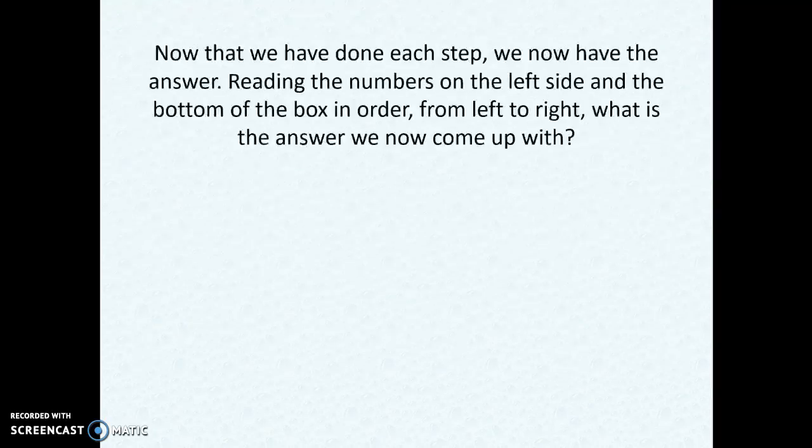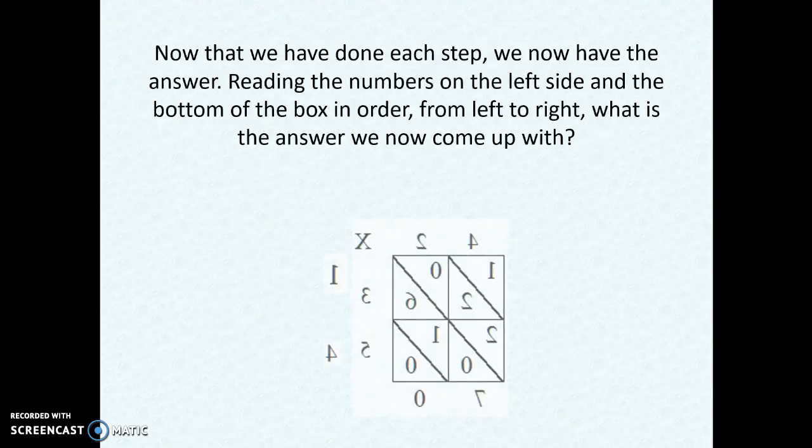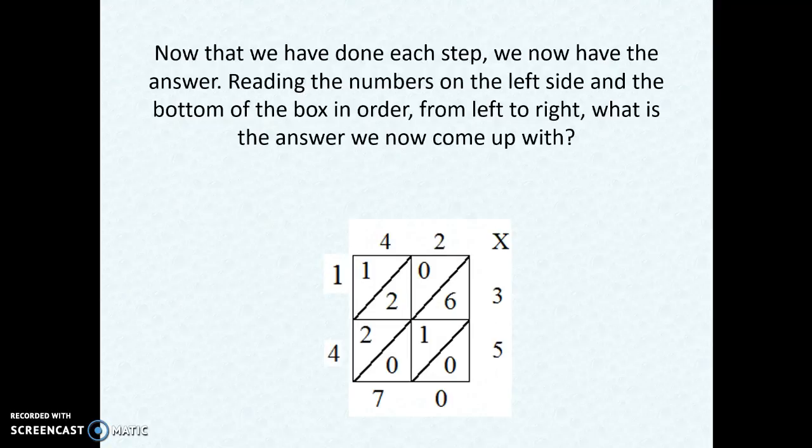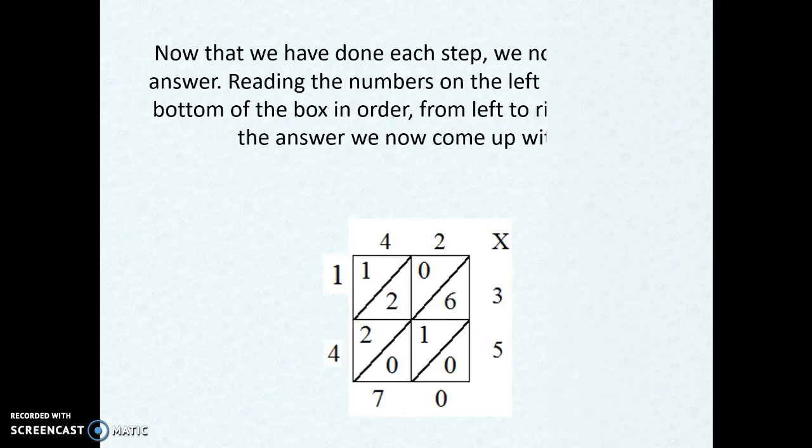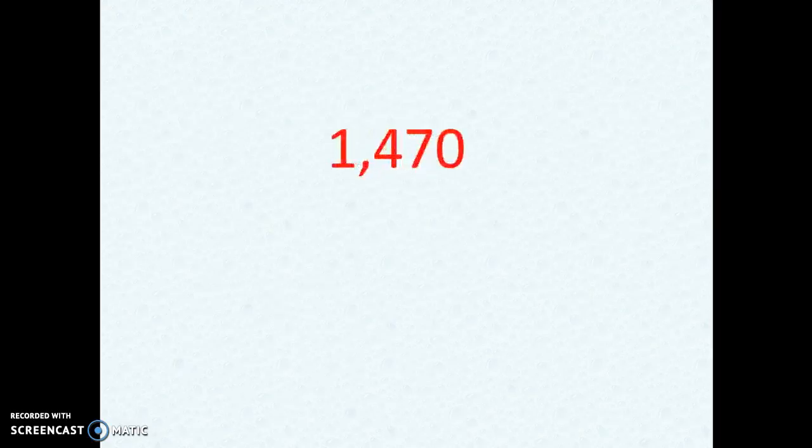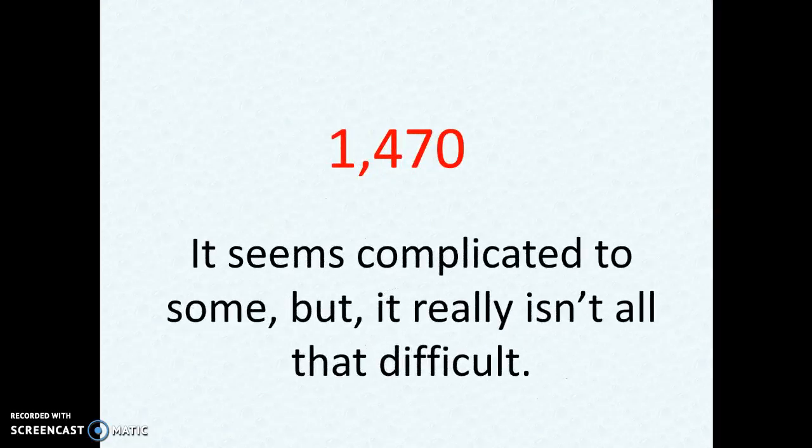So the final answer that we're going to come up with is going to show up on the outside of the box. You're going to read it from left to right, top left to bottom right. Your answer is going to actually be 1,470. It seems like it's kind of complicated, but really it's not that difficult to actually comprehend how to do this. It's just simply breaking down the multiplication equation into smaller multiplication equations.